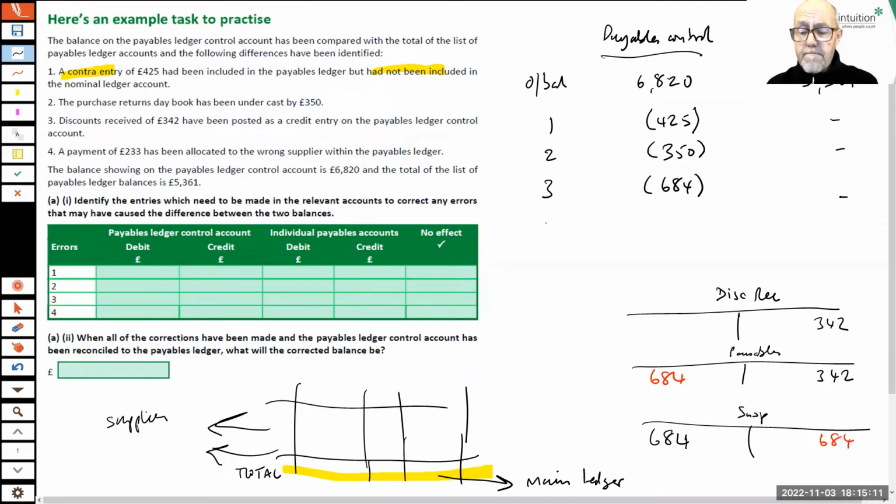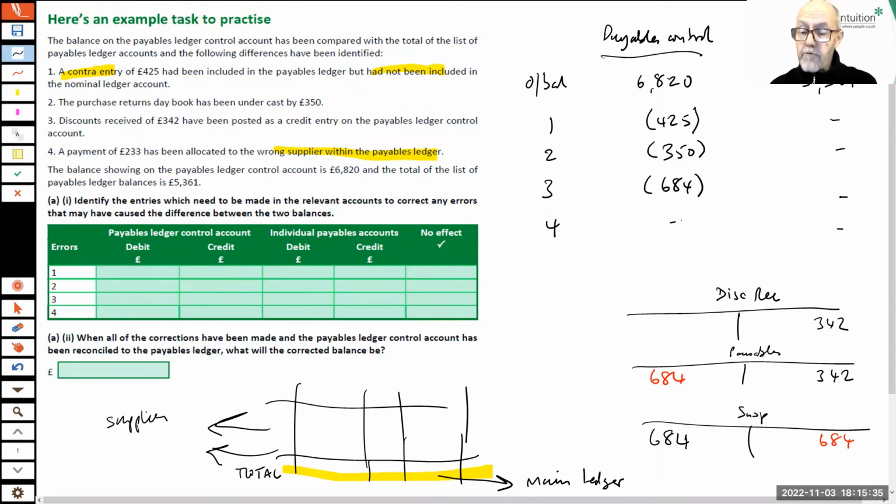Number 4, a payment of 233 has been allocated to the wrong supplier within the payables ledger. Now that's not going to affect the total at all. So one's going to be up, one's going to be down. It's an error that needs sorting, but it's not going to affect the total, and it has no impact on payables control.